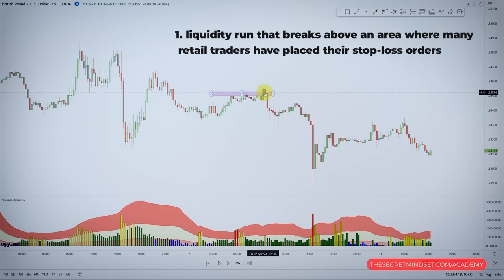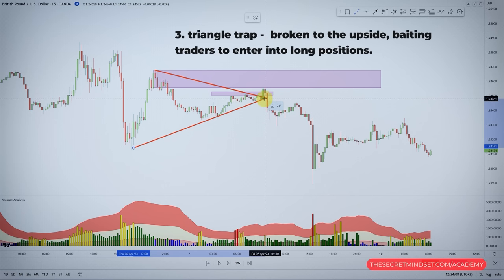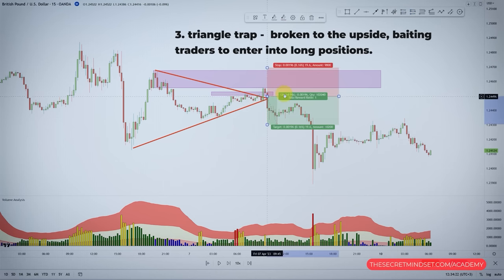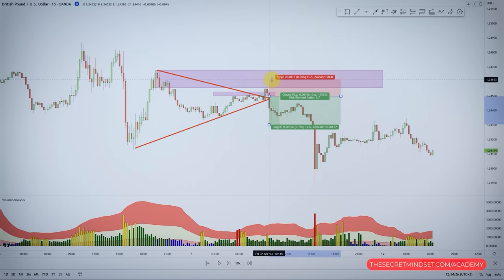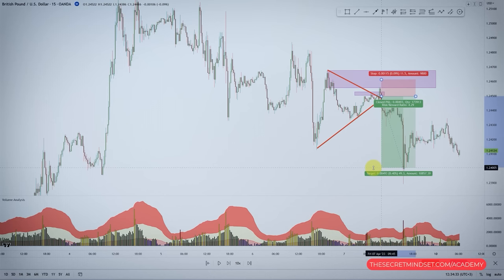We see this liquidity run that breaks above this area where many retail traders have placed their stop-loss orders. We found a fresh and recent supply zone right here. We find the most recent green candle before the drop and mark the area of interest. I see another trap here, a triangle, which was broken to the upside, baiting traders to enter into long positions. But the trend is down. We are near a supply area, and we also have a liquidity run, and many long traders trapped. A short position after the supply rejection, after the liquidity run, was the better trade. Stop loss above the liquidity run, and you target the next important demand area.